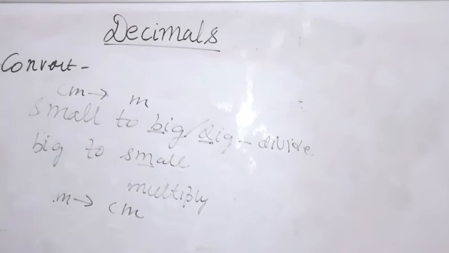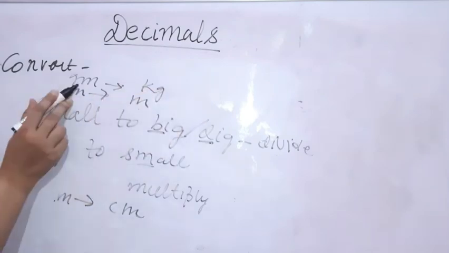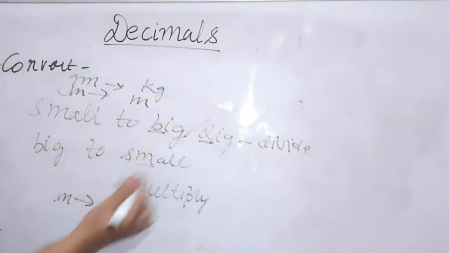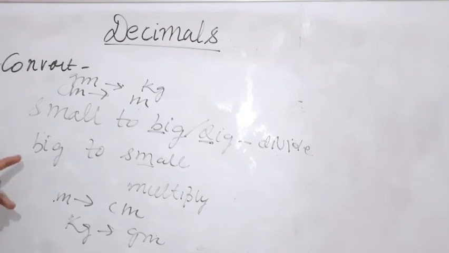For example, you are converting grams into kilograms. Grams is smaller and kilograms is bigger unit, then you have to divide. If you are converting kilograms to grams, then what you have to do? You have to multiply, because you are converting a bigger unit to a smaller unit.